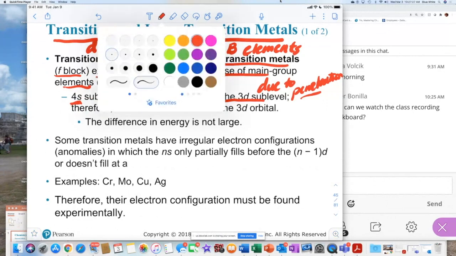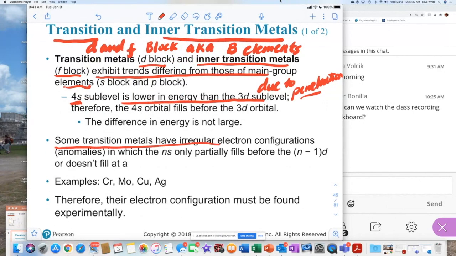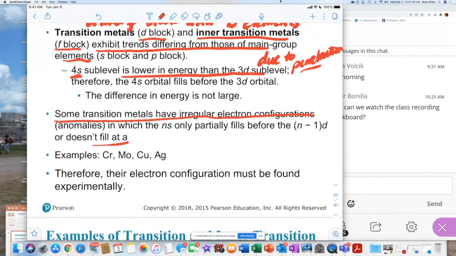Okay, so right here we're told that these have irregular electronic configuration. They're not very predictable for that reason. There are some cases where you cannot use the method we've been using so far to figure out the configuration. We're told that some metals have irregular electronic configurations in which the S sublevel, whatever energy level it is, only partially fills before the D sublevel, or doesn't fill at all. An example of that is chromium, molybdenum, copper, and silver.